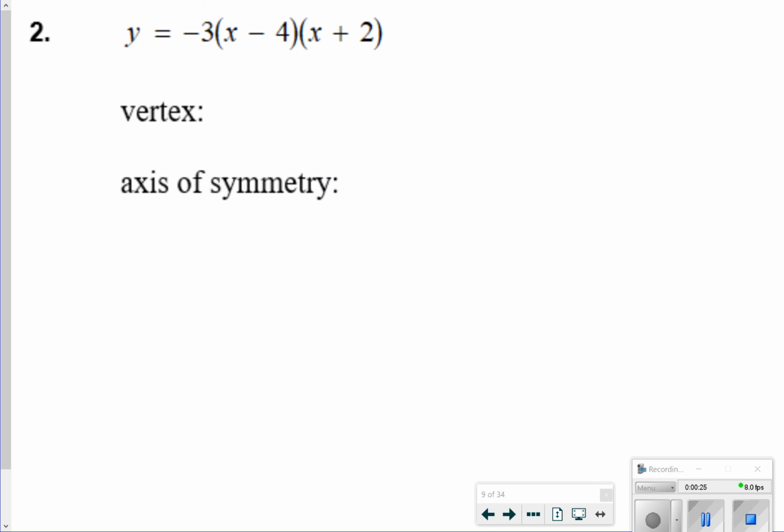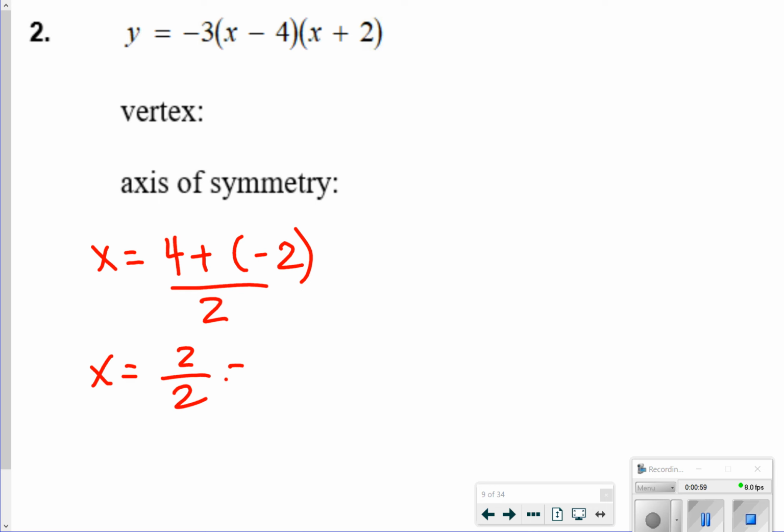Number 2 is not quite in vertex form. It's actually in what we have as intercept form. So we're going to go ahead and find the axis of symmetry. Remember, we can do that by finding the average of p and q. So I'm going to take +4 plus -2, which is x minus p, x minus q, and divide that by 2. I'm going to get 2 over 2, which is equal to 1.